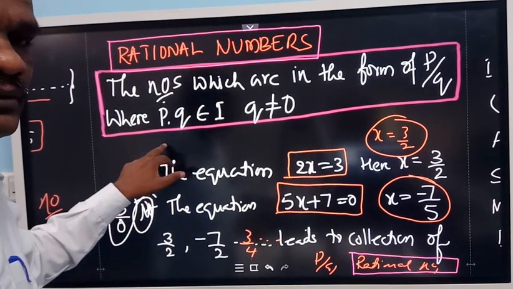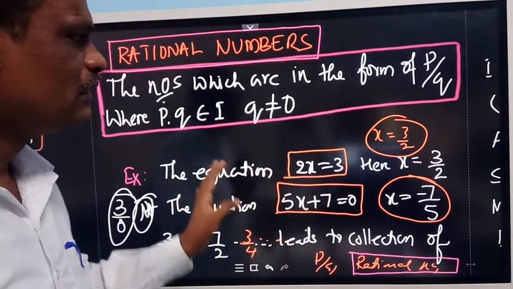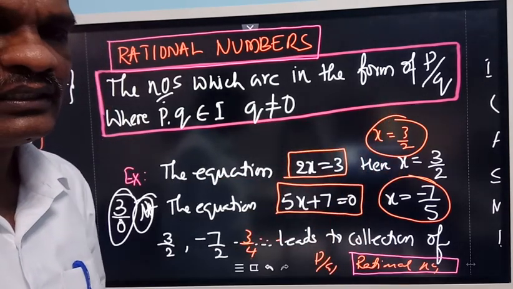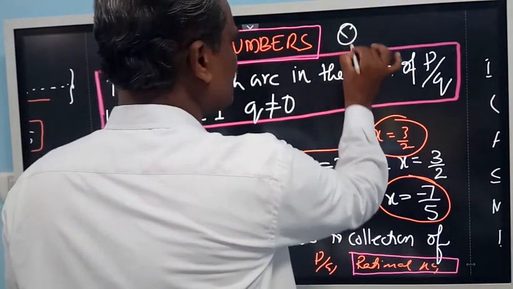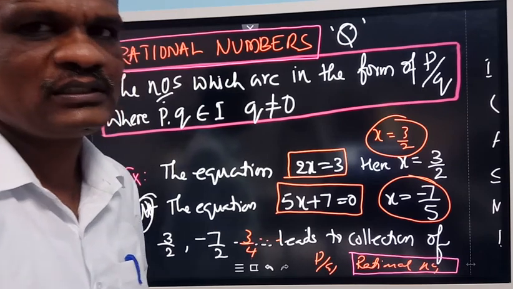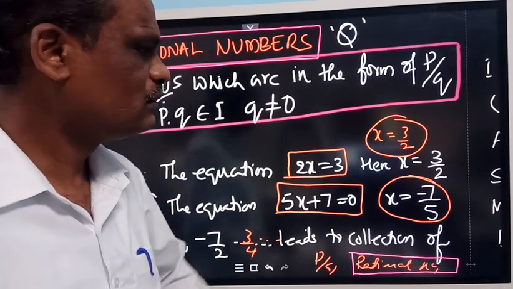What are that p and q? They are integers. That means positive numbers, negative numbers and 0. But one condition: the denominator should never be 0, because it is not defined. You cannot divide any number by 0. And the symbol we use to represent rational numbers is Q. You understood what is a rational number?